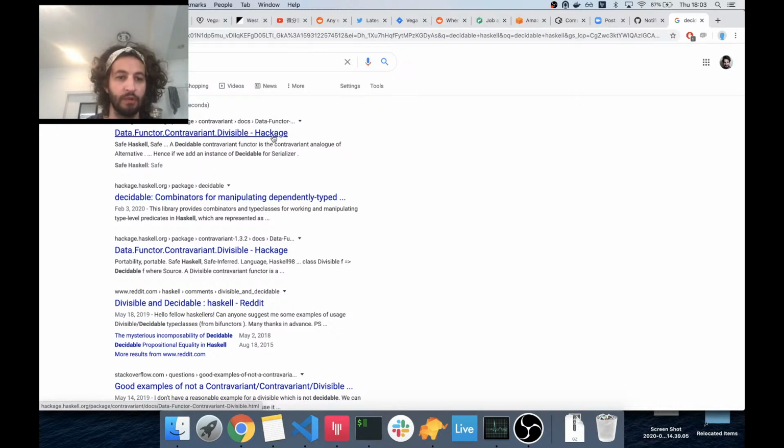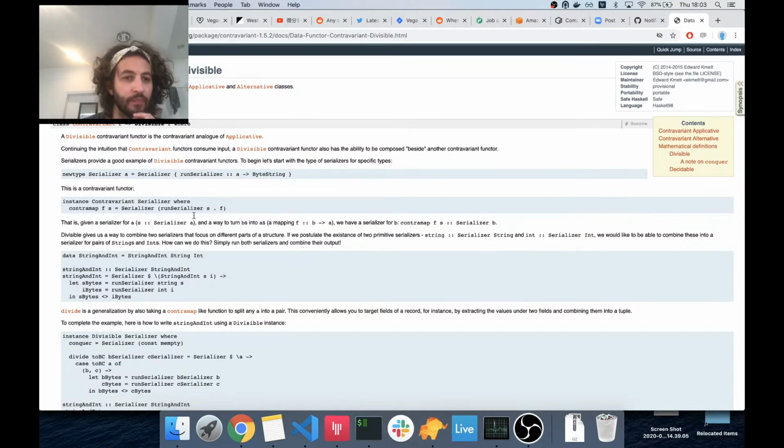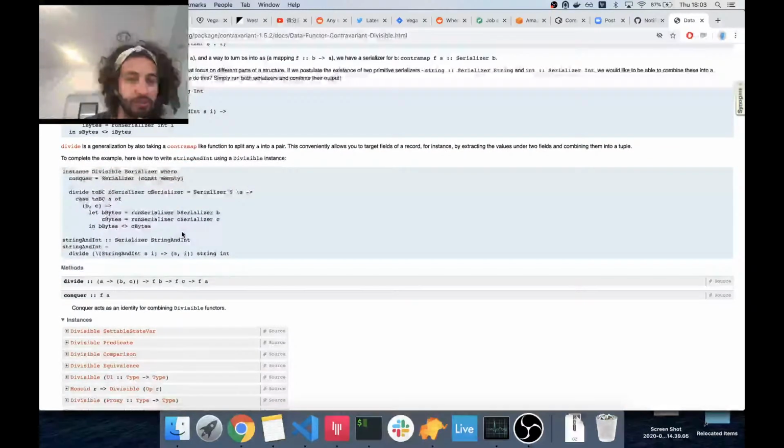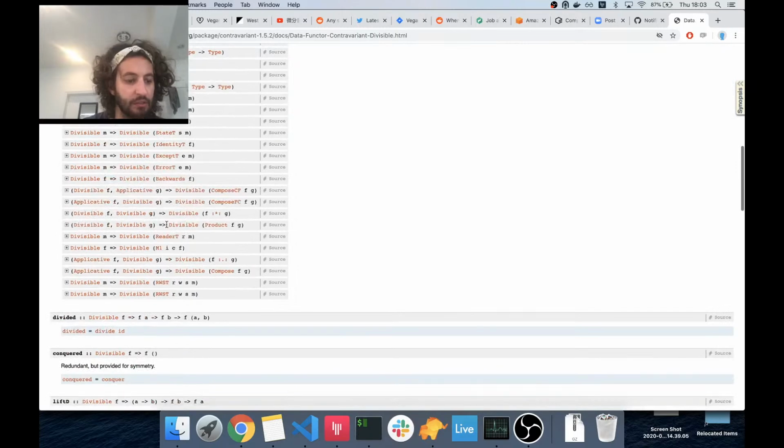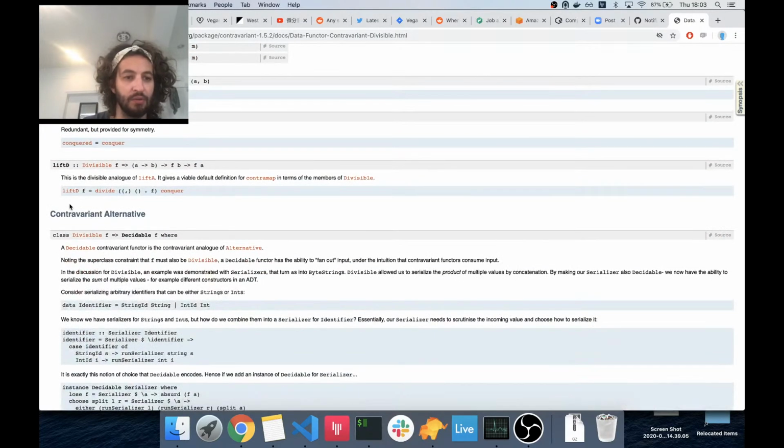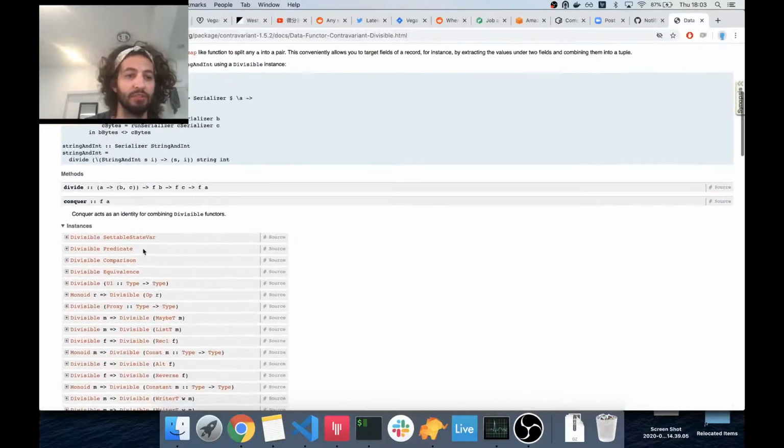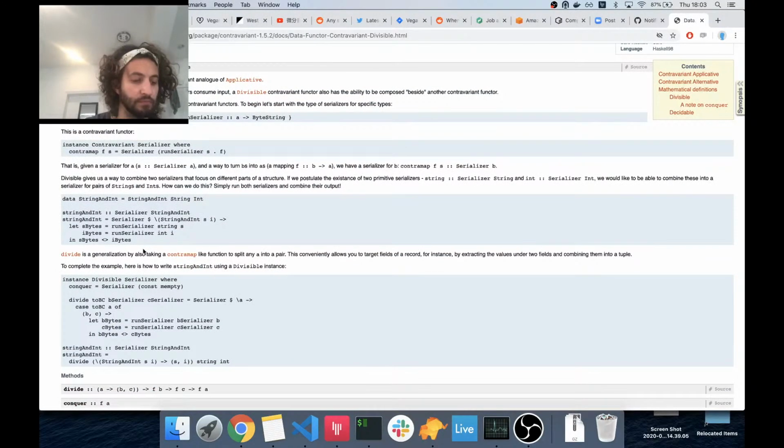Let's see. So there's divisible, which I believe is, yes, that is contravariant duplicative. And then we have contravariant alternative, which is decidable. So we already have this divisible type class. In cats, it's called contravariant monoidal, which maybe is not the best name, but I think it gives a very clear picture of what it is, which is a monoidal and it's contravariant.